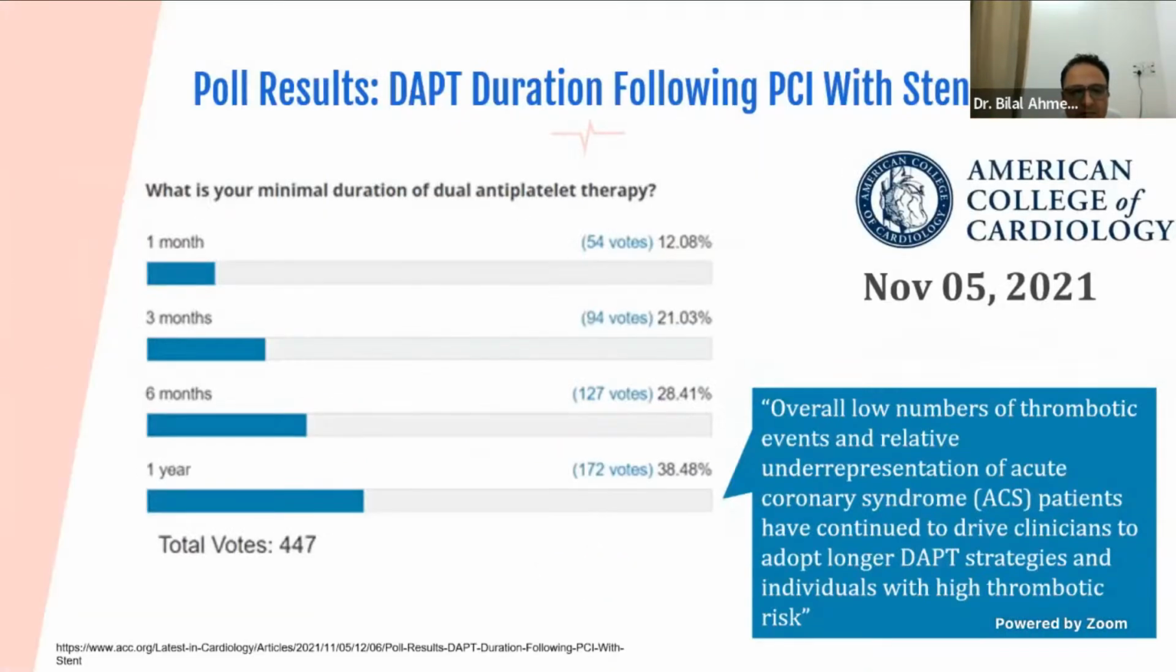On DAPT, the antiplatelet therapy, in a recent American College of Cardiology poll, the majority of the people voted for 1 year of DAPT therapy, around 38%, and 6 months was around 28%. Overall, the low number of thrombotic events and the relative under-perspective of ACS were due to DAPT for the longer, 1 year duration.